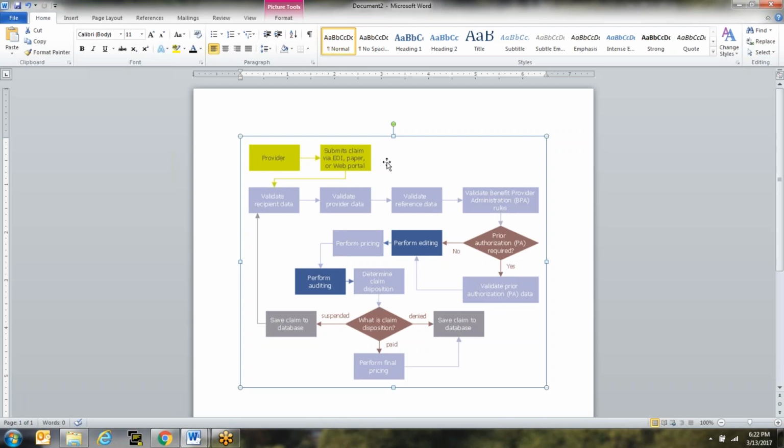These days, it is very rare that somebody will send a paper claim. Very, very rare. Everything is electronic. So most likely you will be receiving a claim in an EDI file. Now why does it say web portal? Well, you have to understand one thing. Big hospitals have big IT infrastructure. They have software to create all these EDI claims, and all those claims are sent to the insurance company automatically.